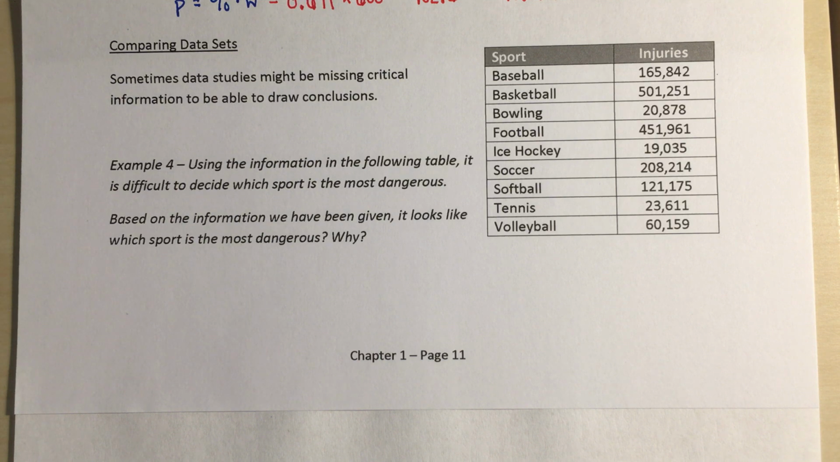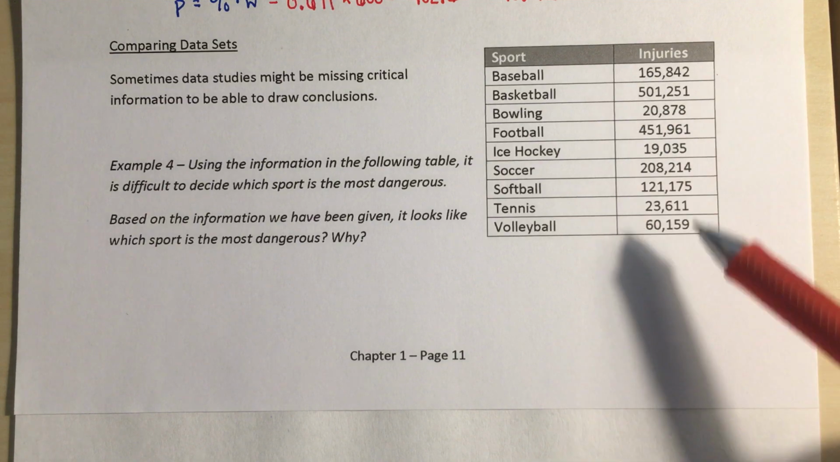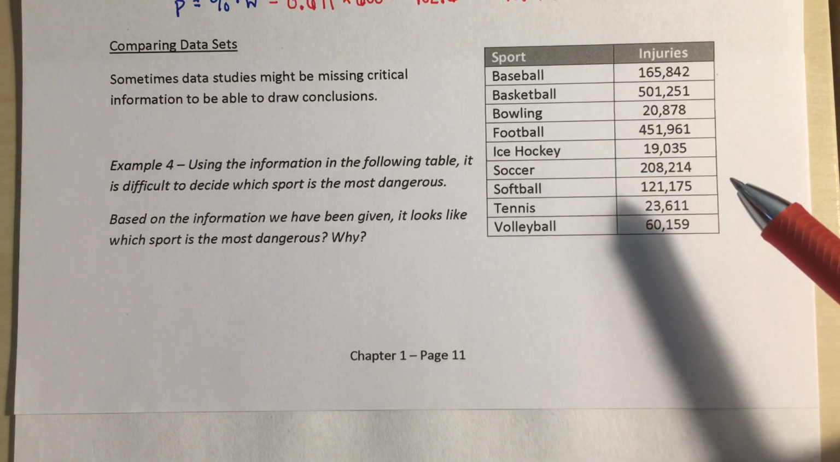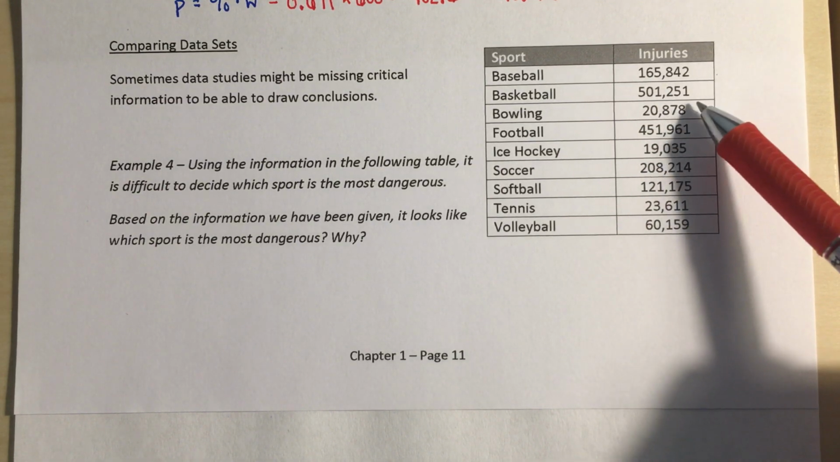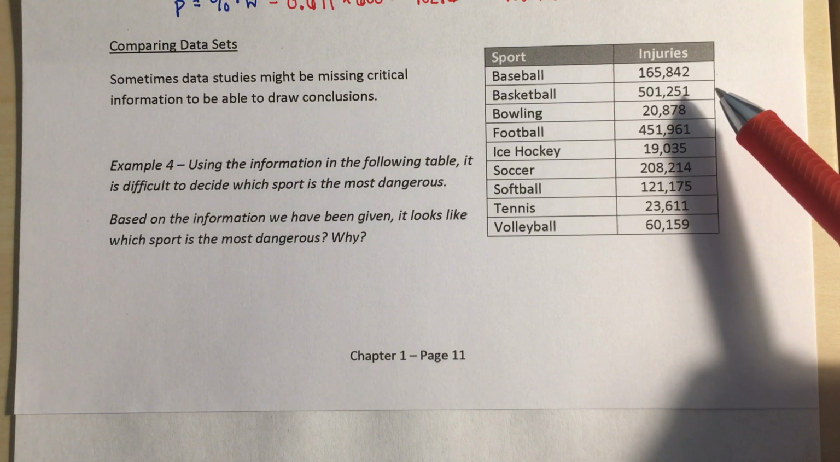Using the information in the following table, it is difficult to decide which sport is the most dangerous. Based on the information we have been given, which sport looks the most dangerous and why? What we're given so far is just a category of sports and a number of injuries. Strictly looking at these numbers here, it appears that basketball has the largest number of injuries.